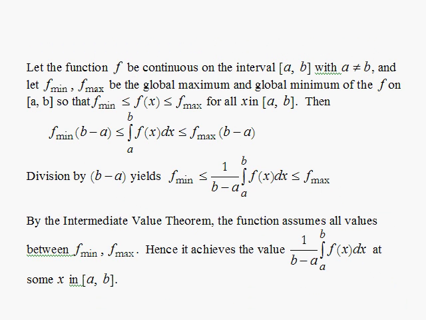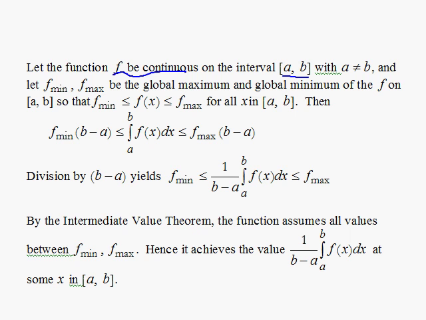So here's the proof of the mean value theorem. Again, we need the continuity of f. So f is going to be continuous on some interval a, b. And let's say a is not equal to b so that we can divide by b minus a without having a problem. And let f min and f max be the global min and global max of f on a, b.